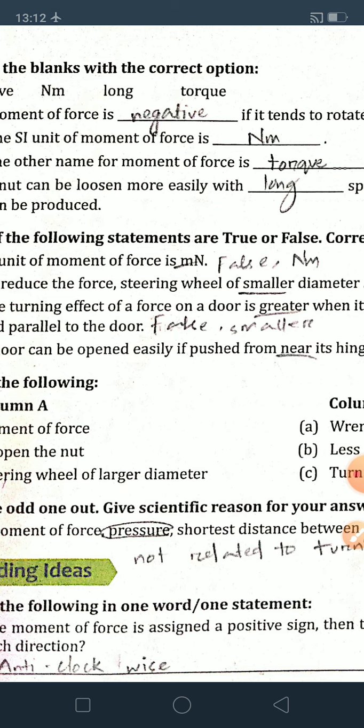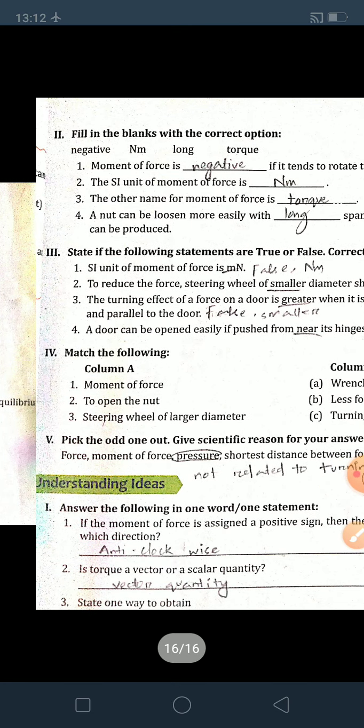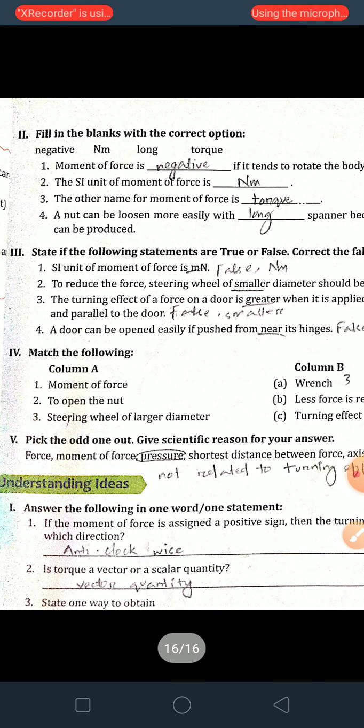Okay, then children, our true false statements. SI unit of moment of force is Nm. Not Nm, children, you can write Newton meter. First you write the unit of force, then you write the unit of meter. To reduce the force, a steering wheel of smaller diameter should be used. No children, this is a false statement, we have to use a larger diameter.